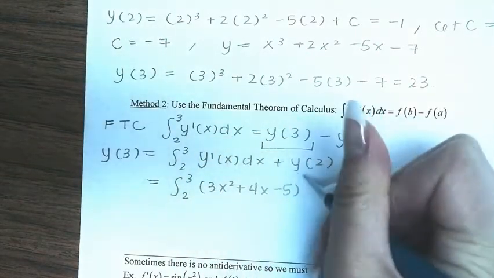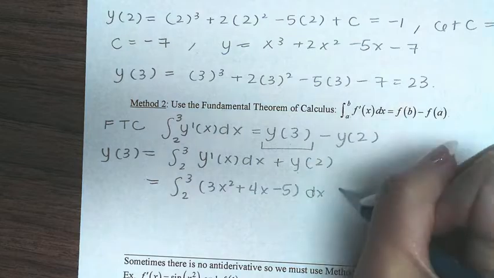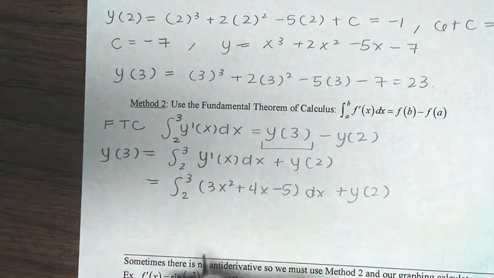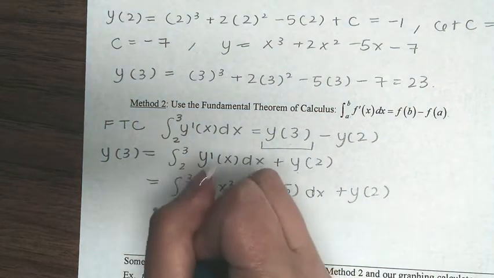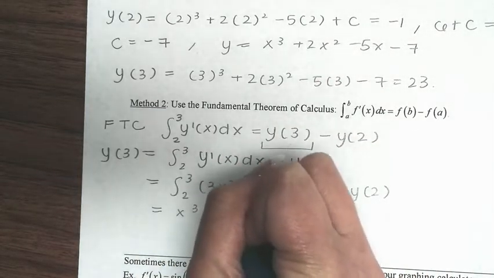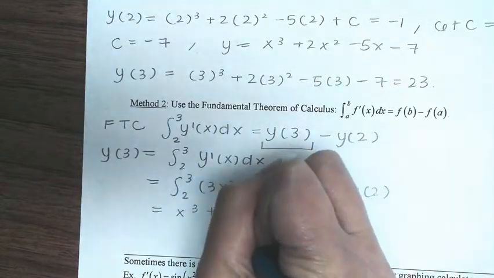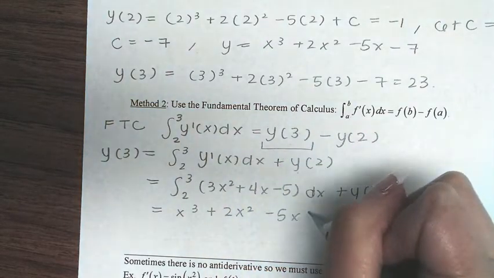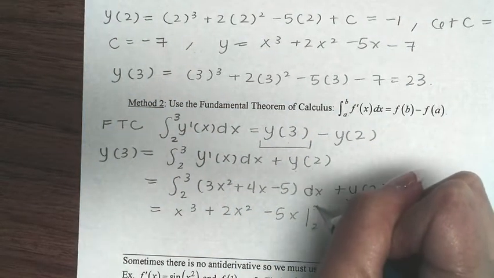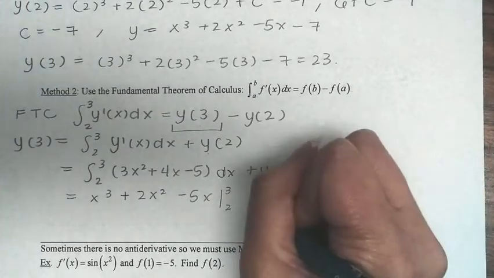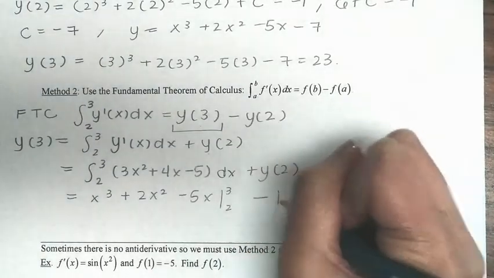So this is pretty similar to the previous method, as you can see, and you have the y of 2. So you know that this one is going to be the integral that we just found above, so it's going to be x cubed plus 2x squared minus 5x, but this one doesn't have the c because you are going to evaluate from 2 to 3.